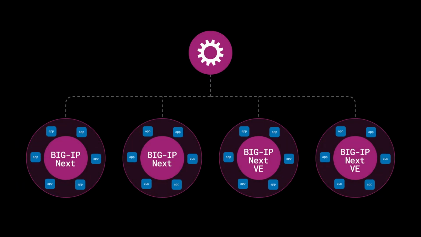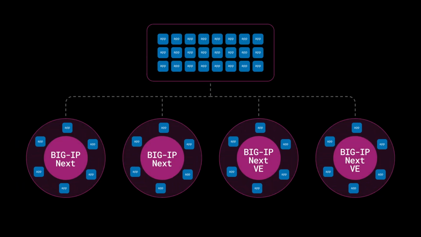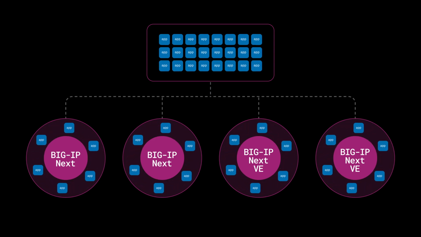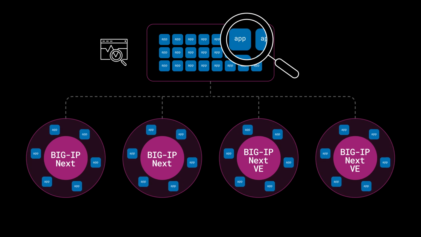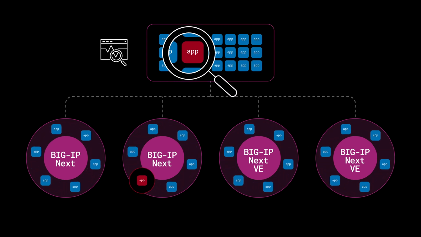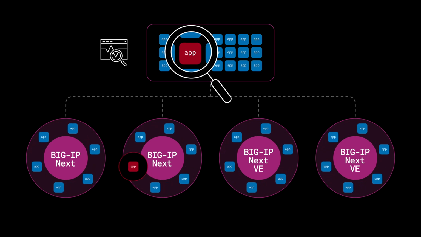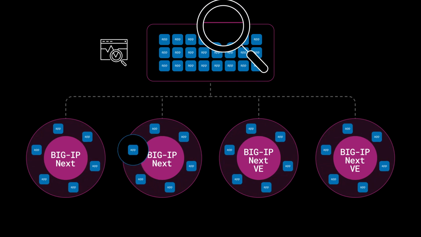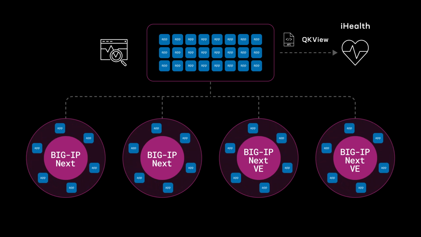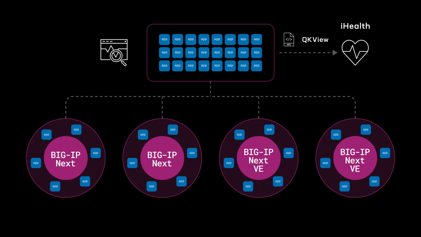The BigIP Next Central Manager also provides a bird's eye view of your entire app portfolio and BigIP Next fleet, allowing you to collectively monitor their health and performance. Granular app and instance dashboards can then help you hone in on the root cause of any issues that you've identified. And if needed, a built-in integration with iHealth allows you to rapidly upload QKviews to expedite the troubleshooting process.